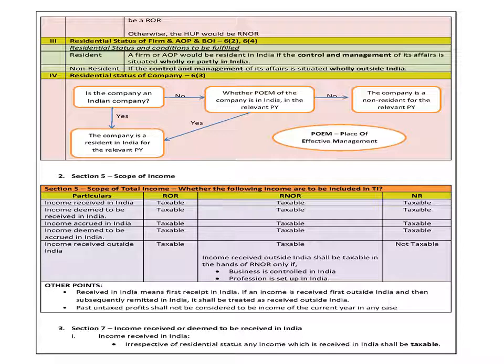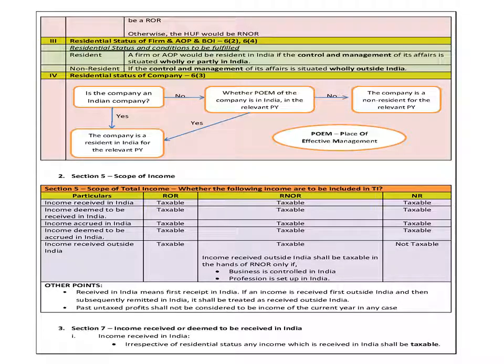Under the scope of income, what we have to see is whether the income is to be included in the total income or not. So we have particulars, then the ROR column, the RNOR column and the non-resident column. First, if the income is received in India, then it is taxable for ROR, RNOR and for a non-resident.